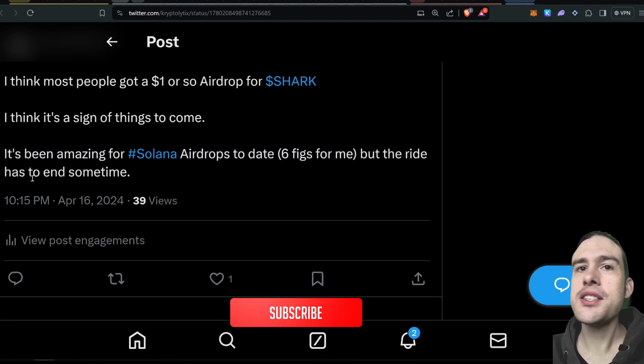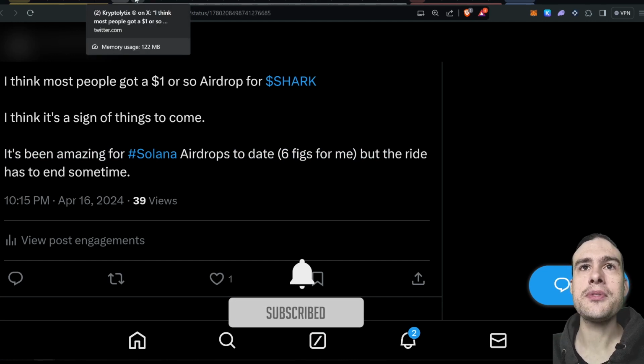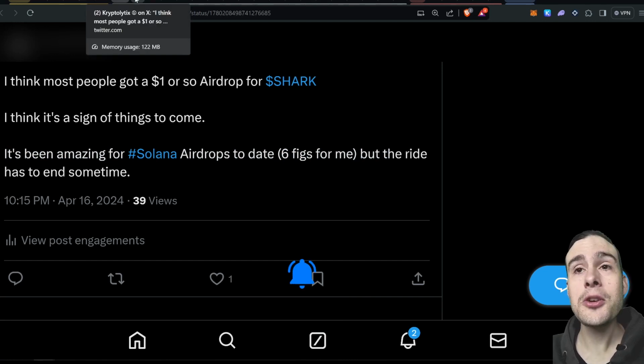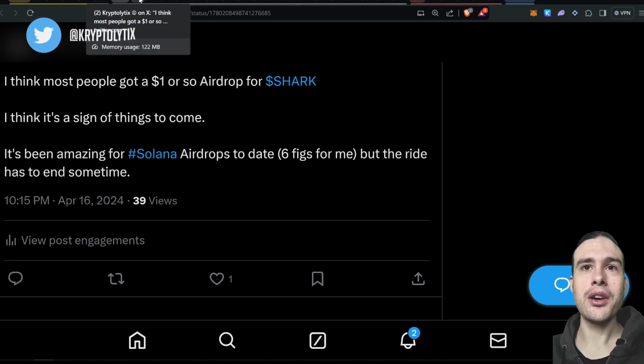But the ride has to end at some point. Just remember, this airdrop stuff can't keep going. Well, except for Jupiter. Jupiter's going to be doing ongoing airdrops, which is really cool. And that's one of the reasons why I'm so bullish on Jupiter as well, is that it'll kind of keep the narrative going, but it'll start to sort of lose some legs after time, and just keep that in mind.